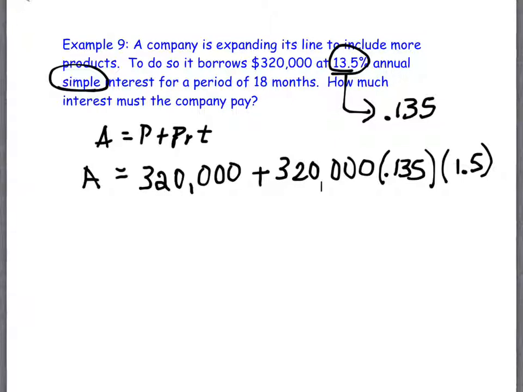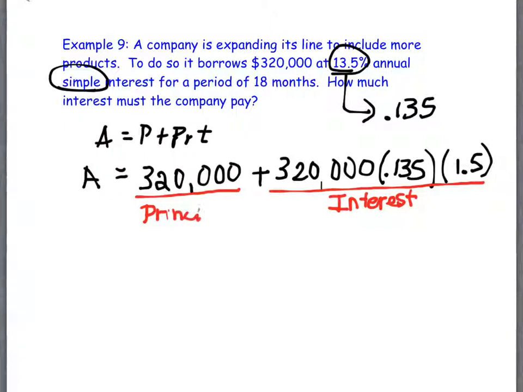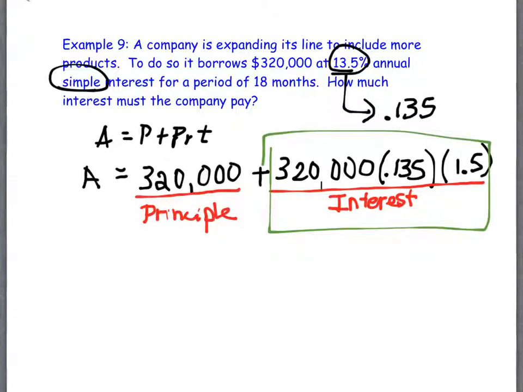So to answer your question, Kristen, there are two pieces right here. This second piece is the interest. The first piece is the original principal. Now, on this particular question, we really only need to answer the interest question, so we really only need that portion of it. If you weren't sure about what to do and you just did the whole problem, I'll talk about what happened at the end. So what do you get when you take 320,000 times 0.135 times 1.5?